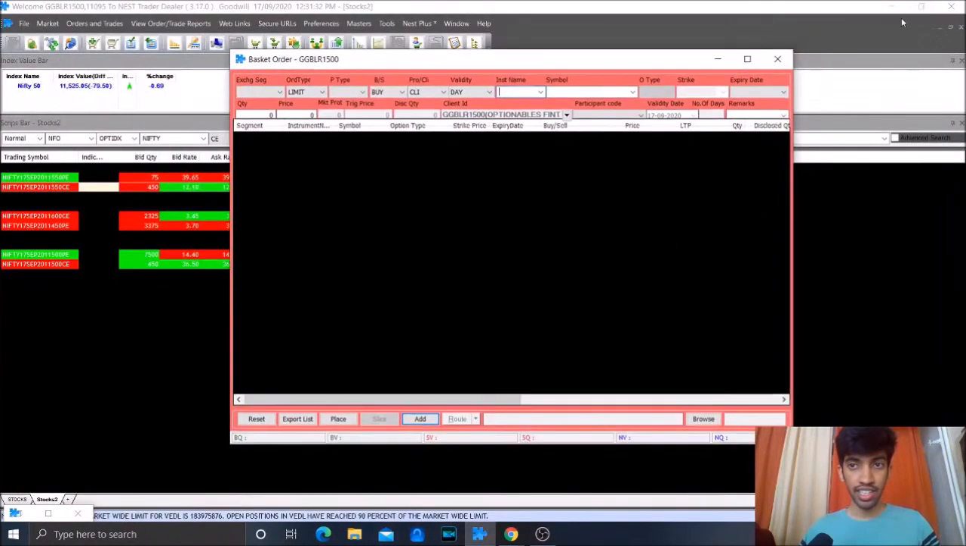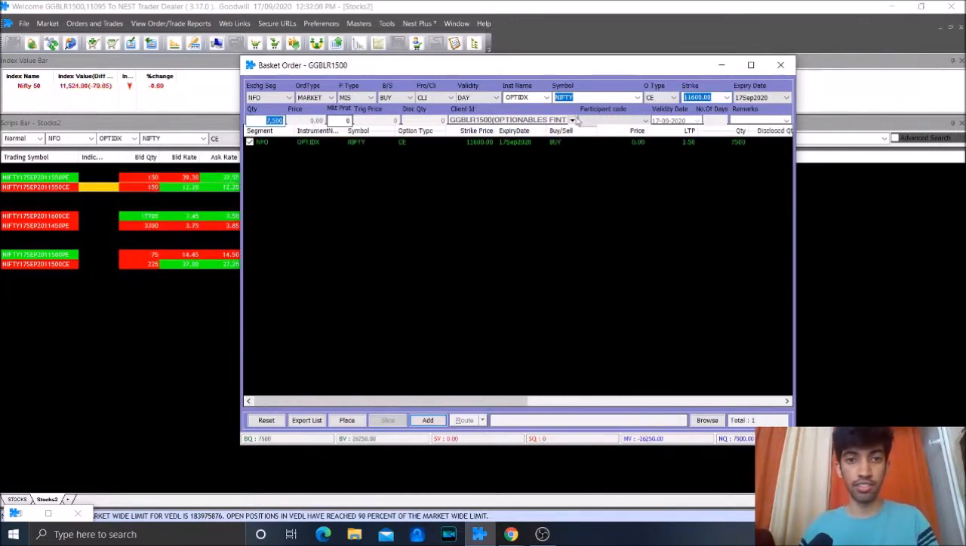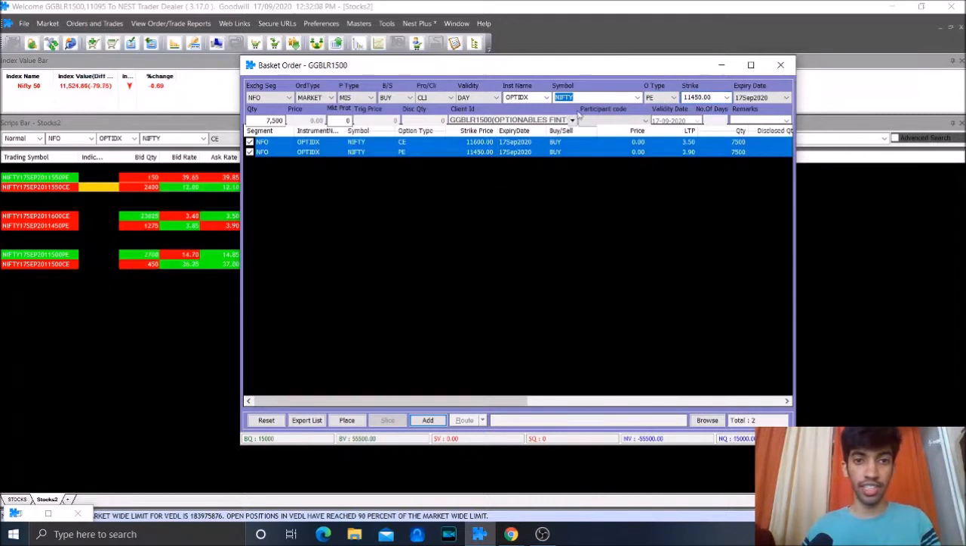So what I'll be doing here is, in the normal basket order, I'll be placing market orders, MIS. As a hedge, I will be buying 11,450 as well as 11,600. I'll be buying 7,500 quantities of each. So this is 11,600 CE and 11,450 PE. I have added both, and now I will be shorting the options as well.